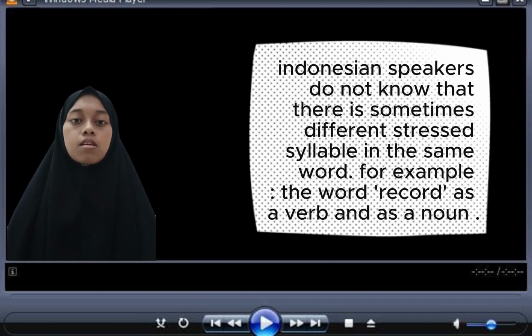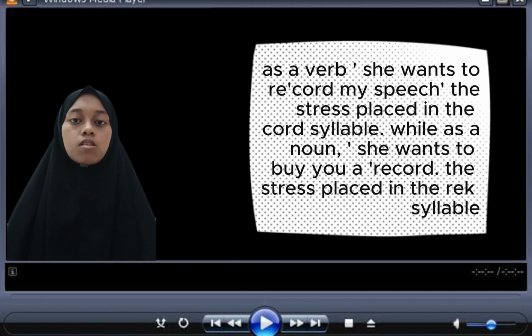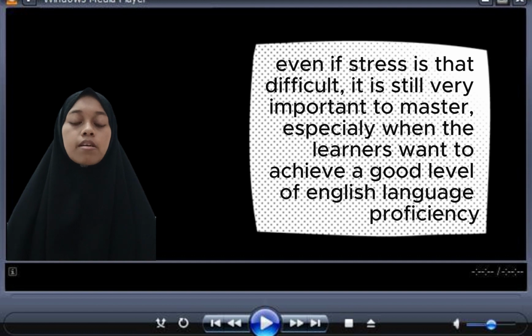For example, the word record as a verb and as a noun. As a verb, she wants to record my speech. The stress is placed on the cord syllable. While as a noun, she wants to buy you a record. The stress is placed on the rec syllable. Even if stress is that difficult, it is still very important to master, especially when learners want to achieve a good level of English language proficiency.